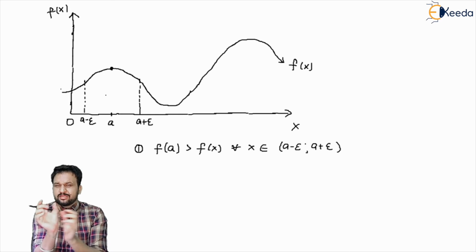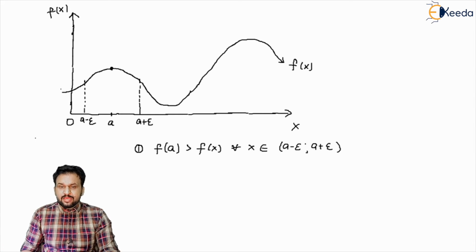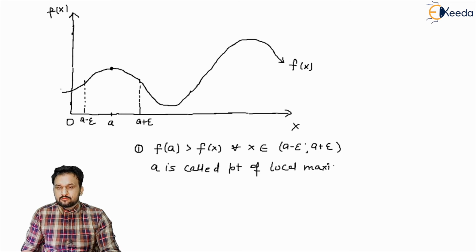Local means what? You just specify some interval; you are not talking about the whole thing. So f of a is greater than f of x for all x belonging to a minus epsilon to a plus epsilon. In that case, a is called a point of local maxima. Clear? Similarly, you can find local minima, and it is called the local maximum value. So you can be asked for the local maximum value.